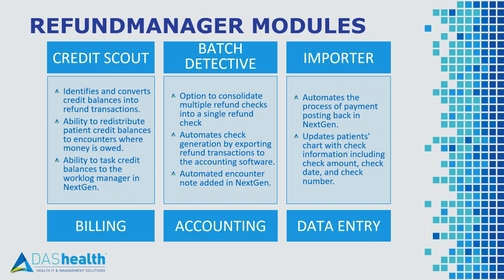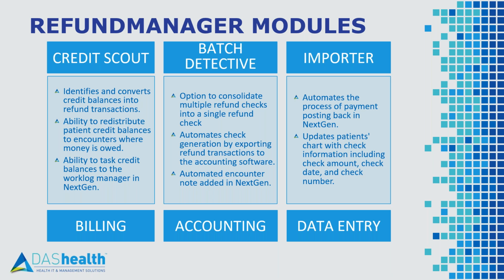There are 3 modules that you're going to see in the Refund Manager demonstration, because it's an interactive program. The first is the Credit Scout module. That's the module that allows you to find the credit balances on the patient accounts based on various filters and search mechanisms that we have created. It allows you to take action on that credit balance that's found. So you can either issue a refund, or you could distribute that credit to an encounter that has an open balance on it, or you can even task it out to the work log manager to be looked at later.